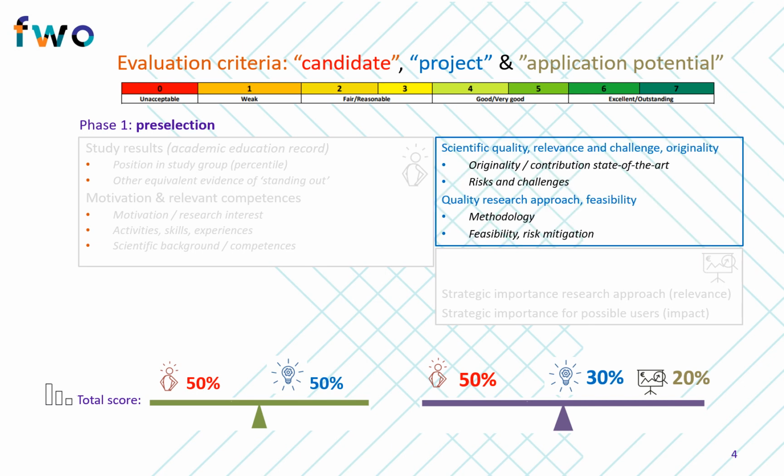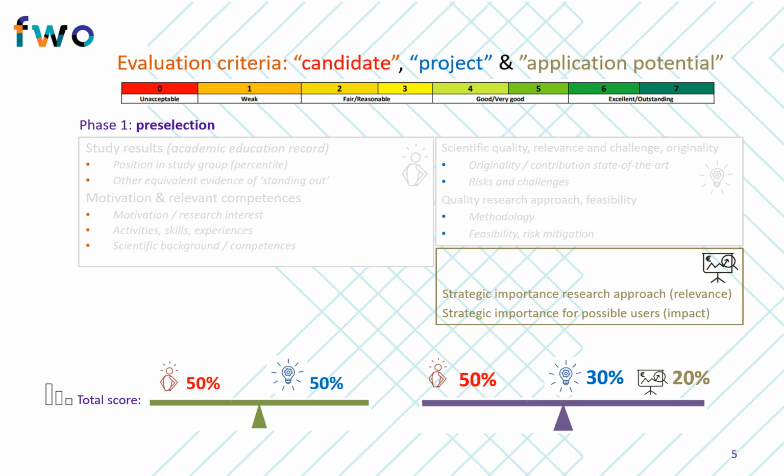For the evaluation of the project proposal, you will be asked to assess 2 sub-criteria: the extent to which the project will contribute to the state of the art on the one hand, and the quality of the research approach and feasibility on the other. For both of these sub-criteria, you should describe the strengths and weaknesses, and if possible, make suggestions for how this may be improved.